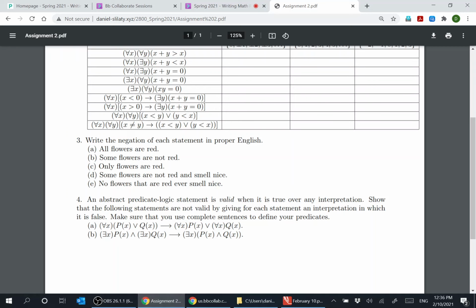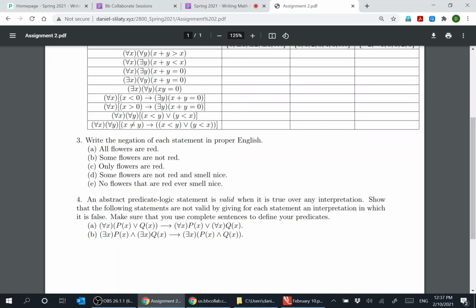So you have to think of a meaning for P and a meaning for Q which makes this true but that false. What's this saying? For everything in the domain, it is either P or Q. Everything in the domain is either a potato or a queen. That implies everything in the domain is a potato or everything in the domain is a queen.